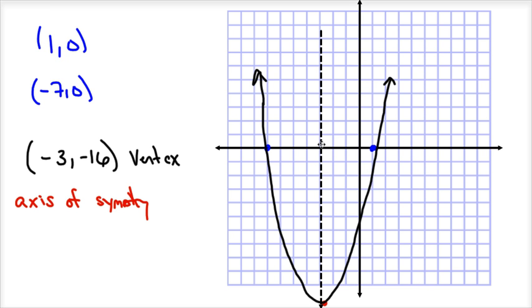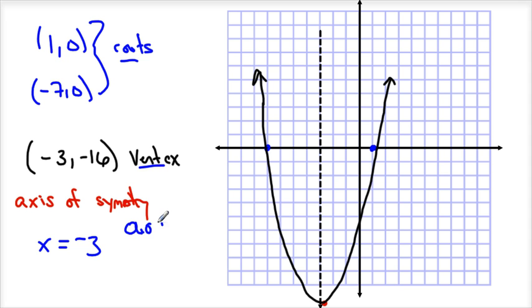Very good. And the equation of a vertical line is always what? What's the equation of that vertical line? I need an equation. Undefined. x equals 3. Very good. So the axis of symmetry is x equals not 3 but negative 3. So we have our roots, we have our vertex, we have our axis of symmetry, often abbreviated as AOS.